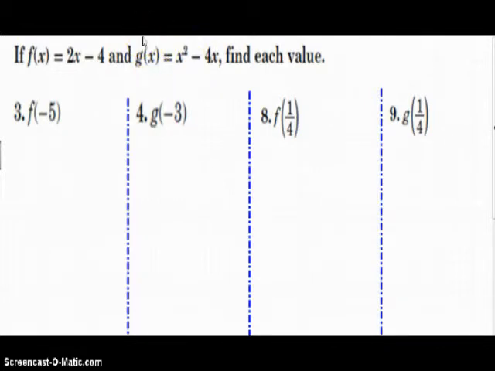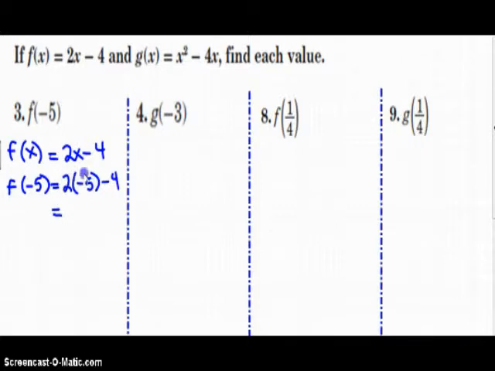So for number 3, again, some of these examples you may have done in class. Some of them might be a little bit different. So in number 3, f of negative 5. We're going to use the f function, right? I'm trying to determine what the f of negative 5 is. So notice the negative 5 has now replaced the x. I'm going to do the same on the right side. I'm going to replace the x with a negative 5. There's nothing to do on this side. I'm not going to say that it's negative 5 times f. We are simply figuring out what the f of negative 5 is.